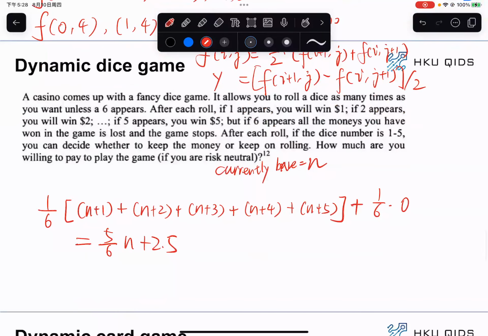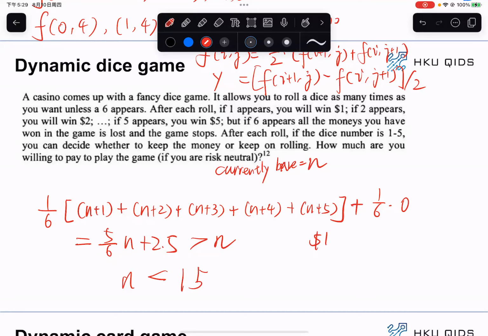And we want this value to be larger than our current state, which is N. And we can find N should be smaller than what? Smaller than 15, right? So the maximum value that we are going to win from this game, I'm going to keep is 14. And if we stop at 14, then the maximum payoff of the game is 19. Why is it the case?